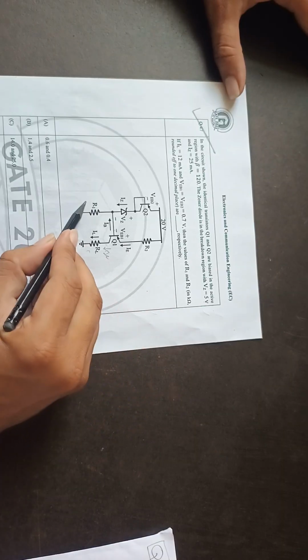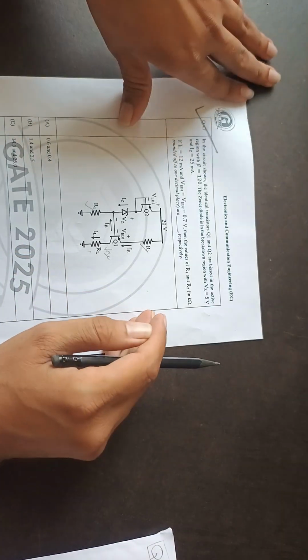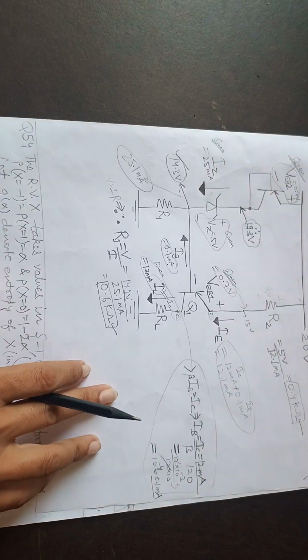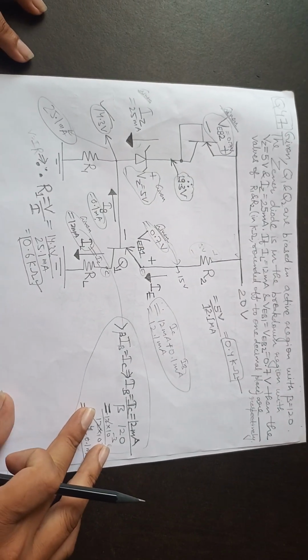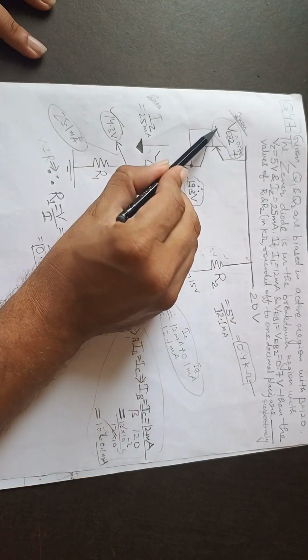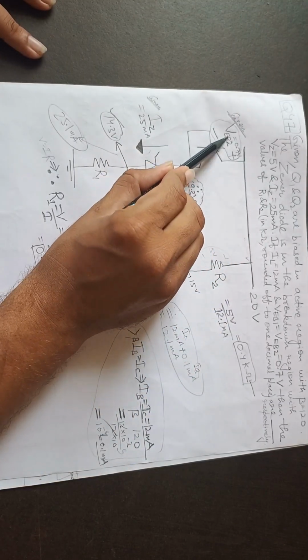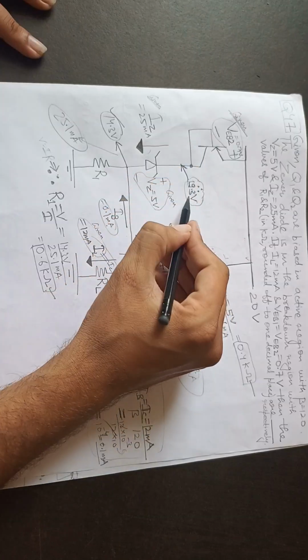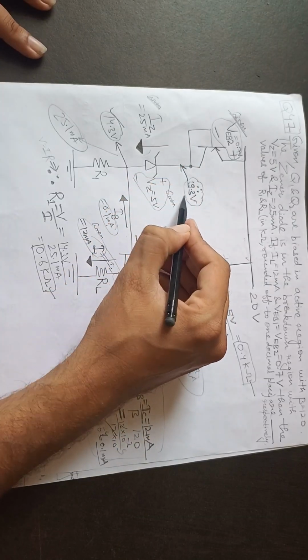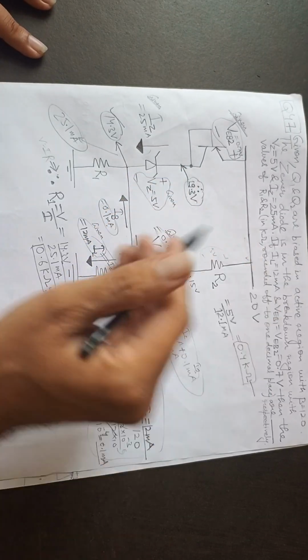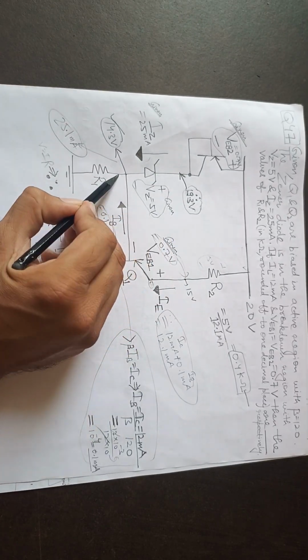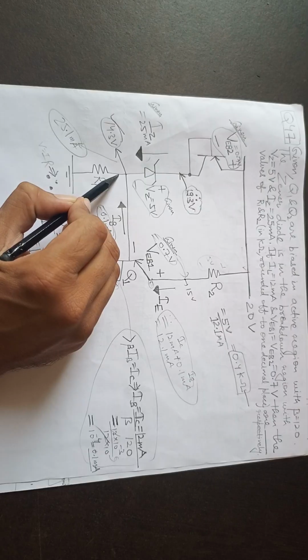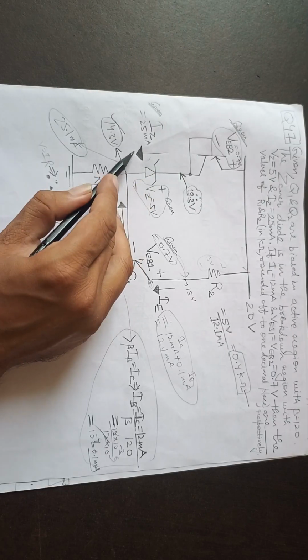So we need to find the values of R1 and R2. Let's see how to proceed. If we start from here, this part is plus minus, and VEB2 is 0.7 volt, so this part is 19.3 volt. The Zener diode voltage is also given to be 5 volt, and the current is also given, so this voltage will be 14.3 volt. And this current is 25 milliampere.